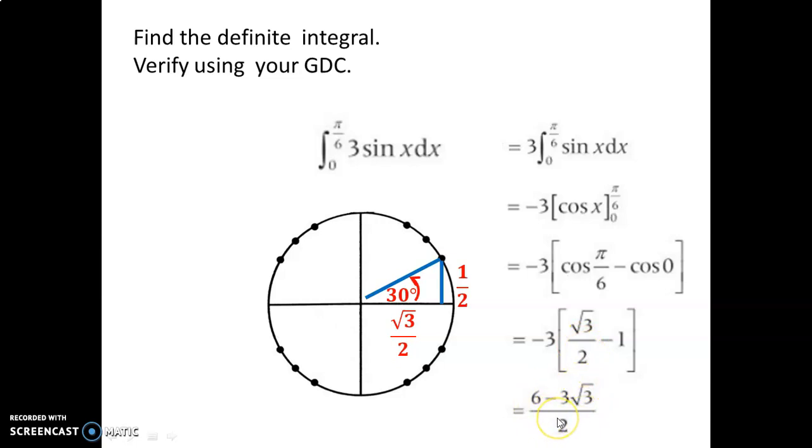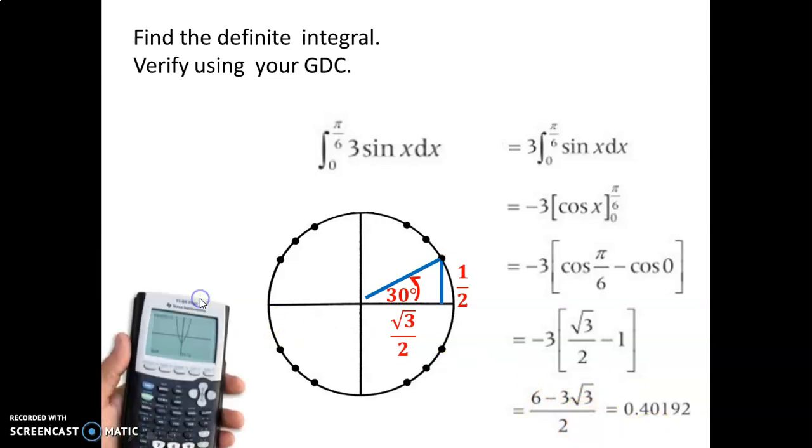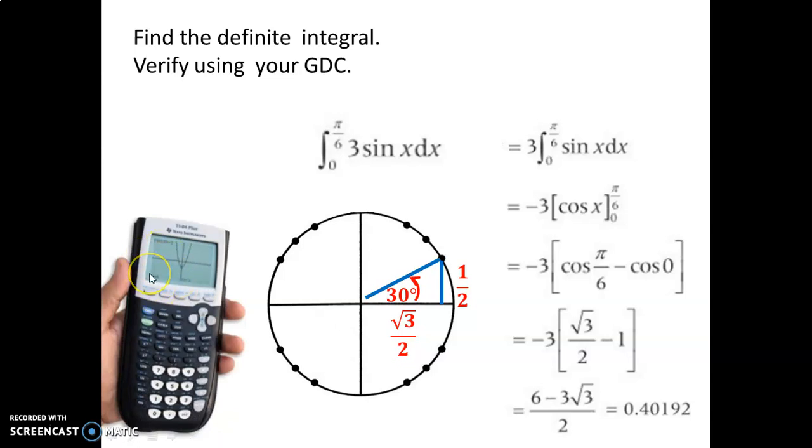So convert that now to a decimal. Grab your calculator now, change this into a decimal value, and we get this value here. Okay, now we're going to confirm it further on our calculator. Do you remember how to find integrals on your calculator? Well, we press math and then 9.